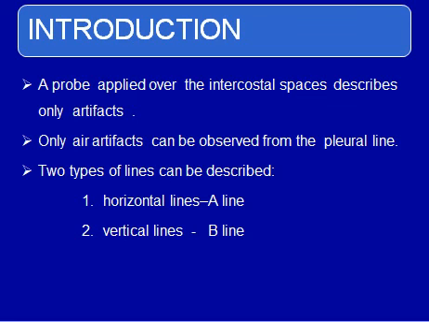The ultrasound probe applied over the intercostal space describes only artifacts. The only artifact of air can be observed from the pleural line. Two types of lines can be classified: either a horizontal line, which is the A line, or a vertical line, which is the B line.